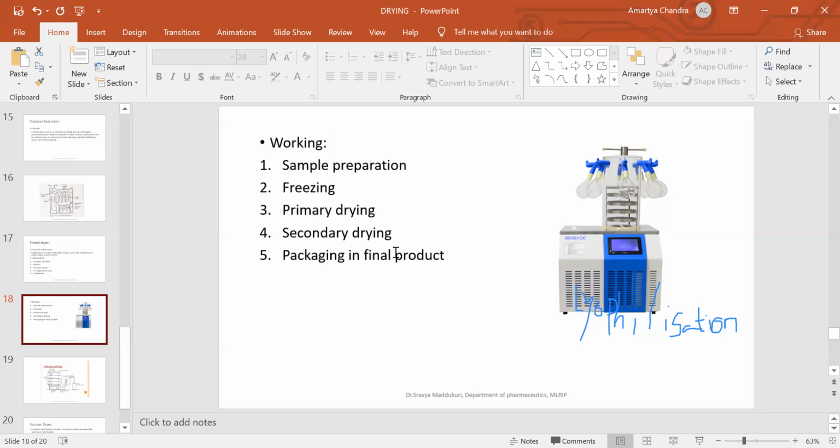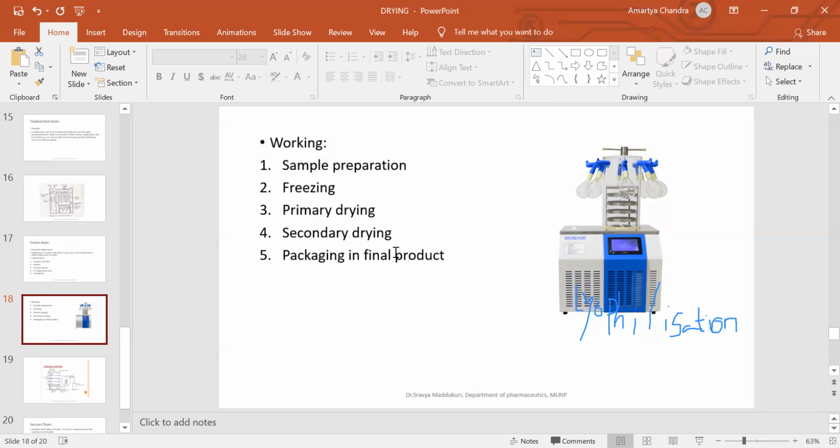Advantages: oxidizable substances are well protected under vacuum. Thermolabile substances are well protected. Minimal changes in the properties occur because of microbial growth. Minimal loss of volatile chemicals and heat-sensitive nutrients will happen. Very efficient sterility of the product can be achieved.